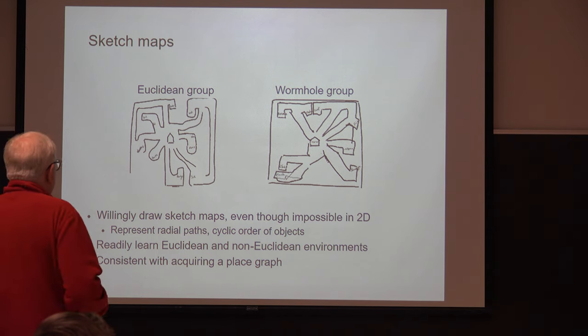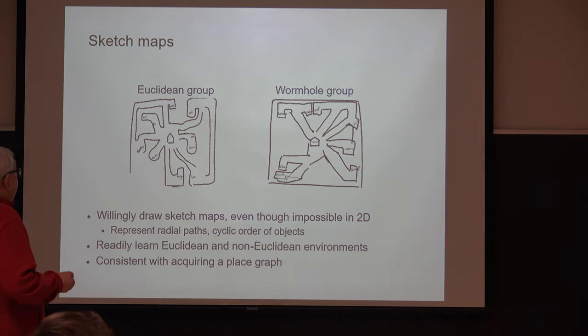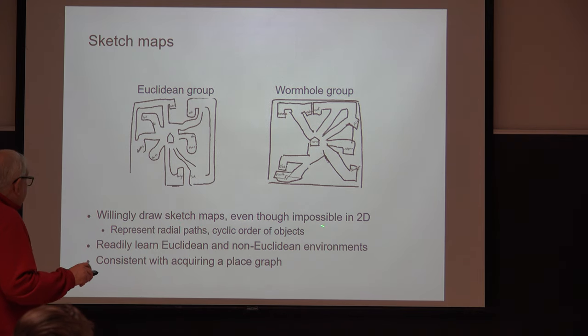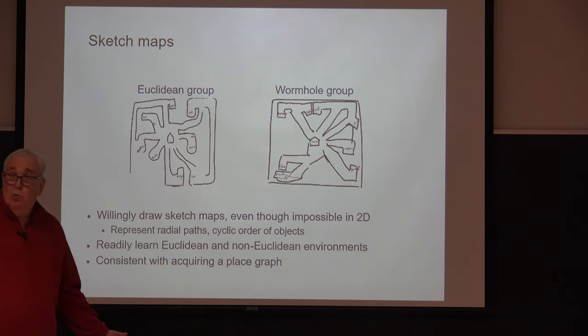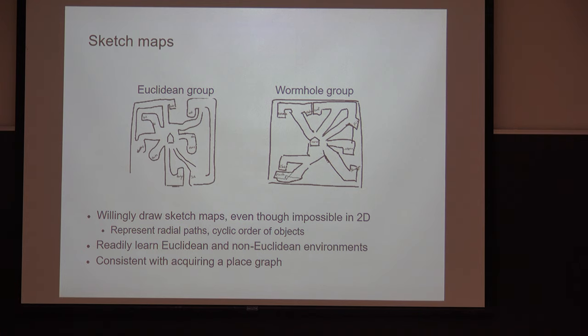So if you ask subjects to draw what they see, they'll willingly draw sketch maps, even though it's impossible to represent the wormholes in these 2D sketches. And if you ask them, did you notice anything weird about the maze, they'll tell you, no, it looked perfectly sensible. I was just walking the shortest path between two points. This provides really strong information that what subjects are using is topological information.